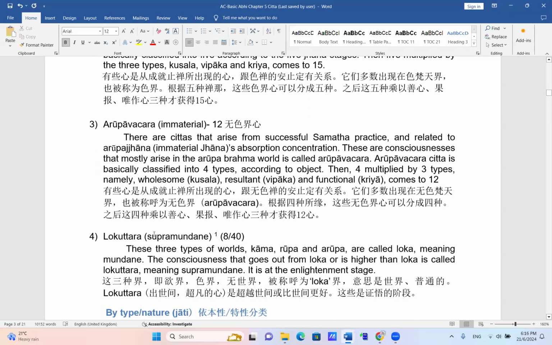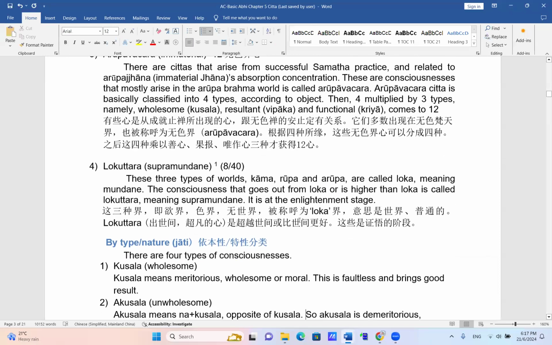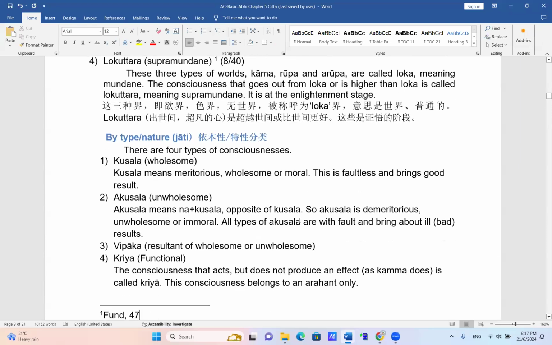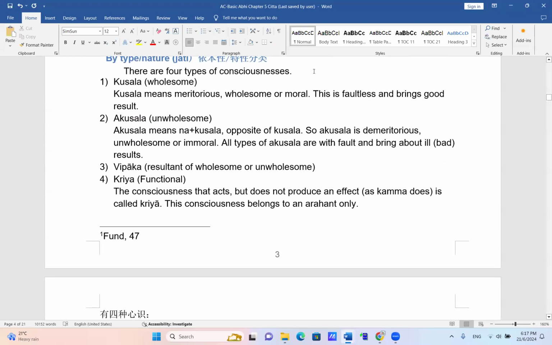Okay, now the meaning of lokotara. So you have loka means mundane, all right? So those who goes out or higher than mundane is called lokotara, supramundane. So this is actually enlightenment stage. So anybody who is enlightened will have this lokotara. All right. Okay, so all this still theory. We cannot see yet. All right. Now we go for from here on, I think it's very clear already.